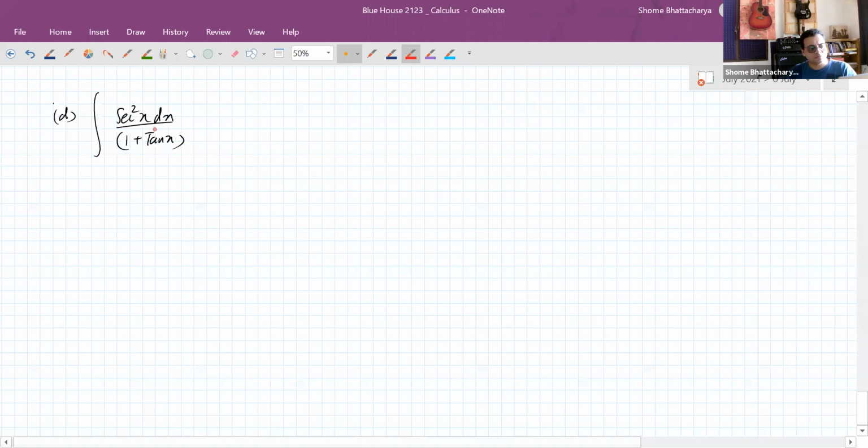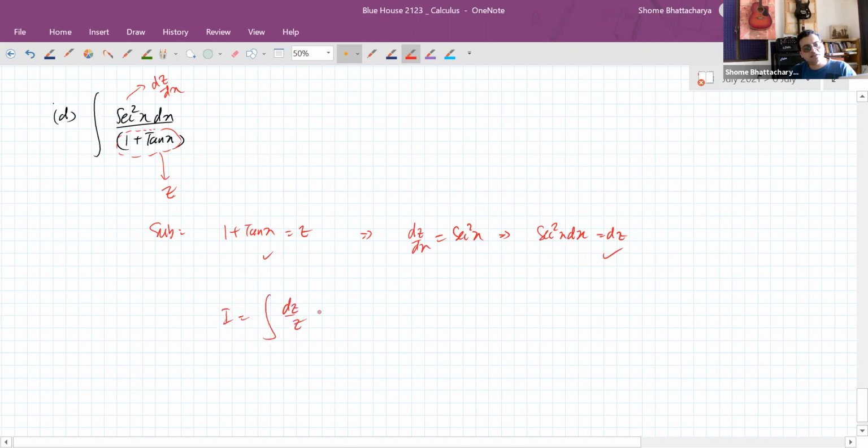Okay. So now again, you can see that if you take this as a variable z, one is a constant, so it will not matter. So sec square is the derivative of z. That's the substitution. Take 1 plus tan x as z. So dz by dx is sec square x. That means sec square x dx is dz. So this and this we substitute. So the integration becomes dz by z this time. So that is natural log of z plus c.